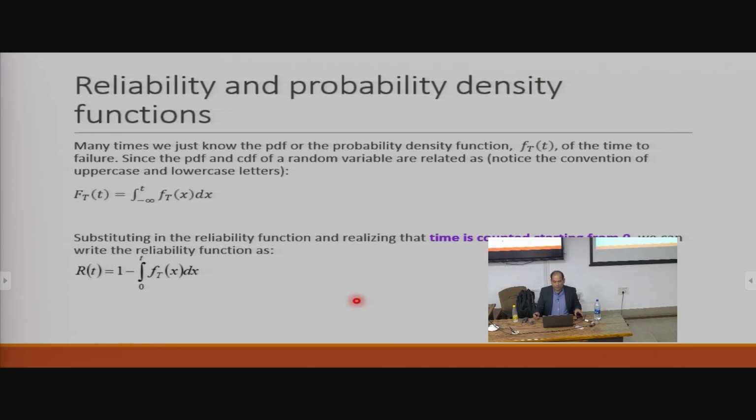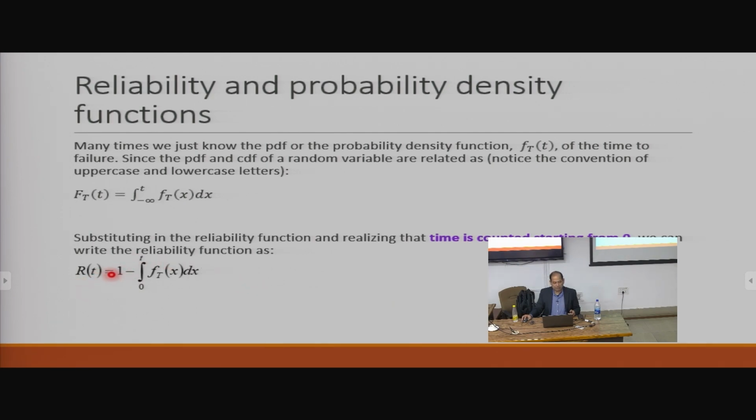Okay, so that's another way of writing the reliability function, which is 1 minus the integral from 0 to t of the PDF of the time to failure. Yes. Just explain how the second equation came? The first equation I understood, minus infinity to t. The second equation, how is R(t) equal to 1 minus the integral from 0 to t of f(x) dx?